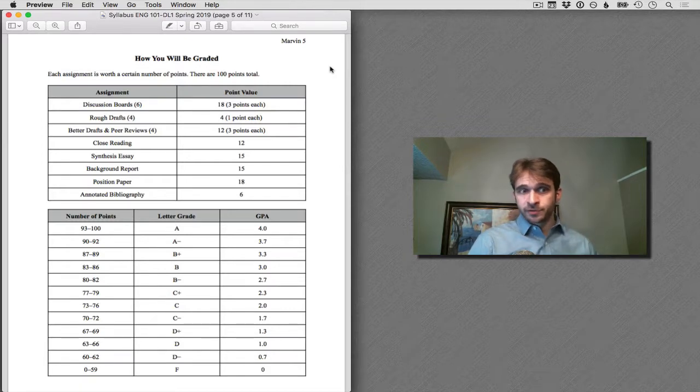The final drafts for each assignment are as follows. The close reading is worth 12 points. The synthesis essay is worth 15. The background report in the research project is also worth 15. The position paper is worth 18, and your annotated bibliography is worth 6 points.